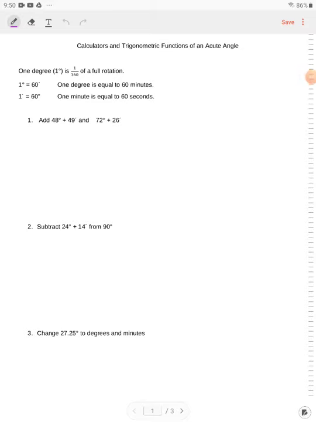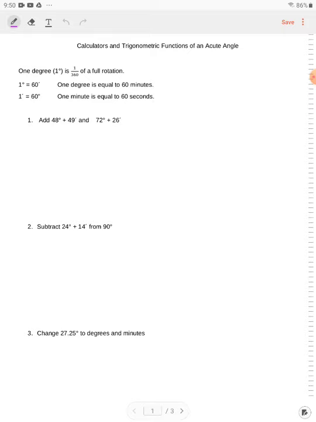Hello, we're going to discuss the use of calculators to find values of the trigonometric functions of an acute angle. But first of all, we need to talk about a degree, a minute, and a second. So 1 degree, which is 1/360th of a full rotation, referring to the circle, is equal to 60 minutes.